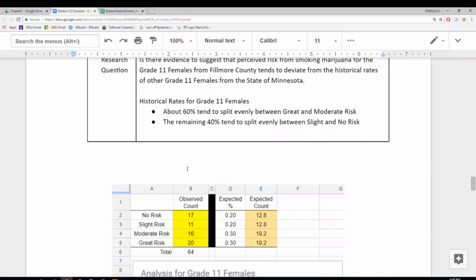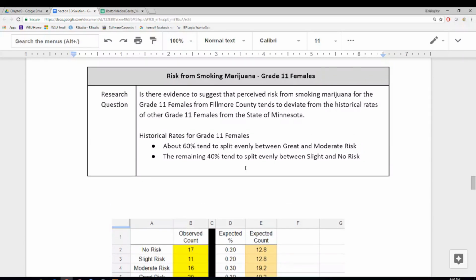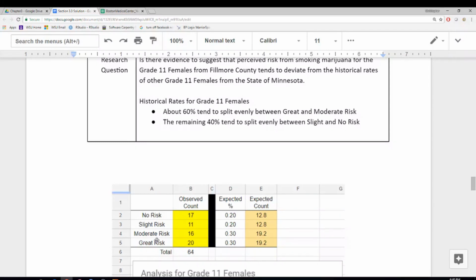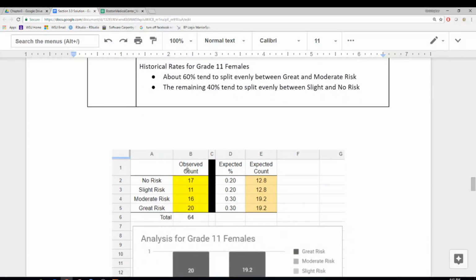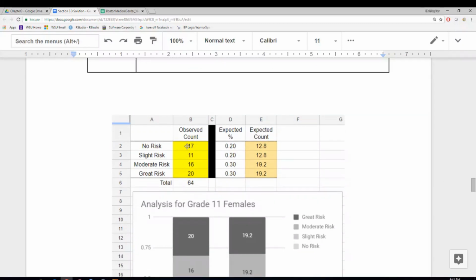So the historical rates are defined here. About 60% of these women tend to split evenly between great and moderate risk. So when we look at the upper end of that category, the higher risk, about 60% divide or split evenly there. And then on the lower end, the remaining 40% tend to split pretty evenly. Okay, so you can kind of look at these numbers for the individuals in grade 11 from Fillmore County for the women here. 17 and 11, somewhat even, I guess, and then 16 and 20.